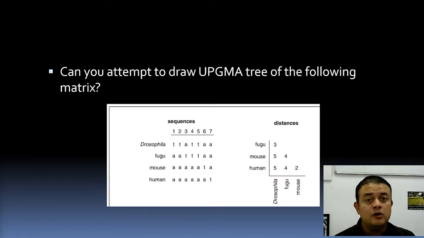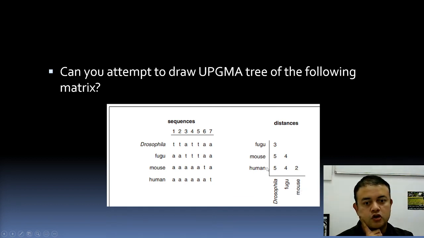So you can do the same UPGMA for our Fugu distance matrix, right? Fugu, mouse, human and Drosophila. From this matrix, can you make the tree? So the first step is to see the most similar pair. So it's basically number two, isn't it? Mouse and human is the most similar.